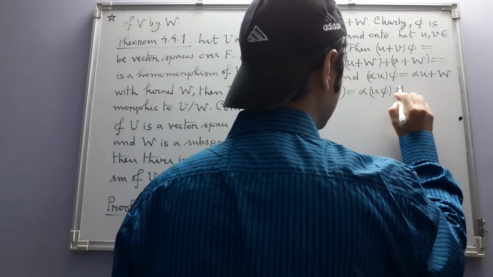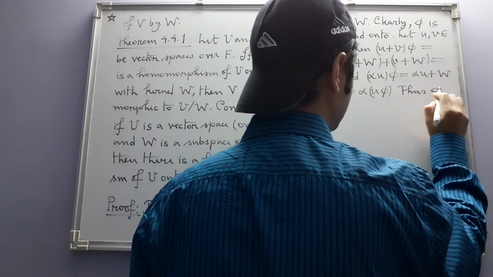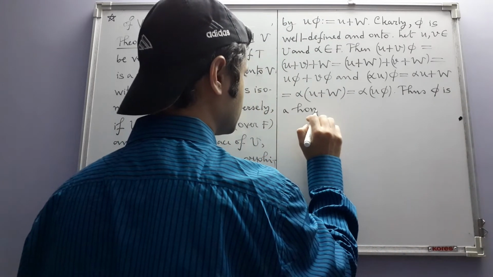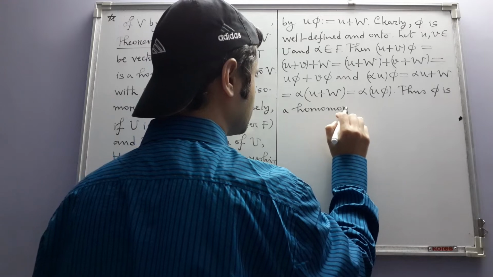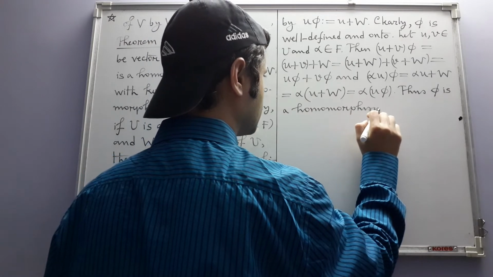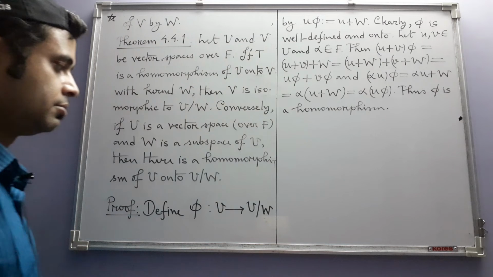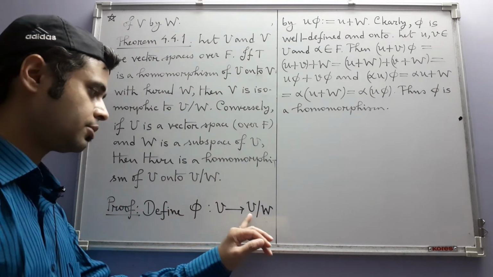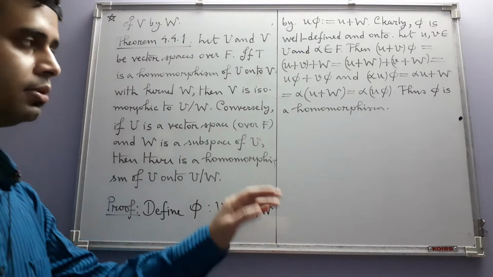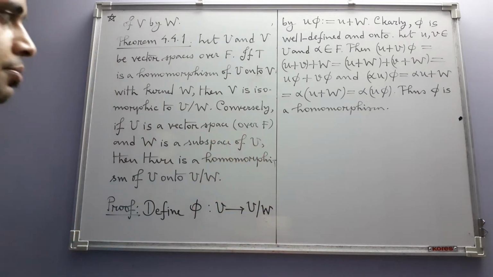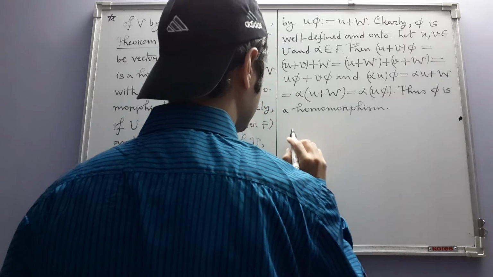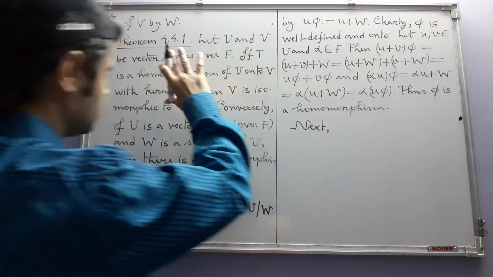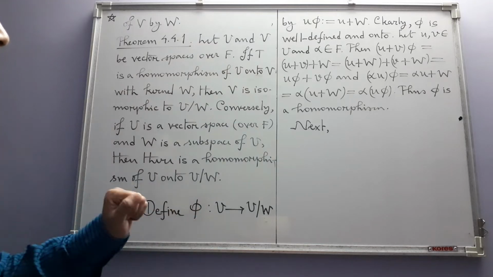Thus phi is a homomorphism. So that's it. That's what we wanted to show, that there is a homomorphism from U onto U by W. Phi is such a homomorphism. Okay. Next, we are going to prove the direct part. This is the converse part.